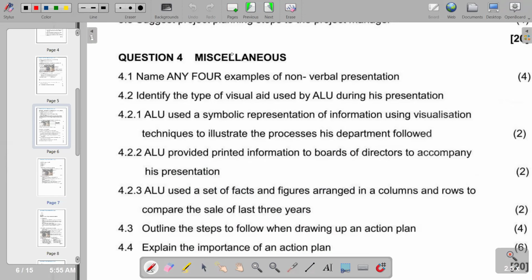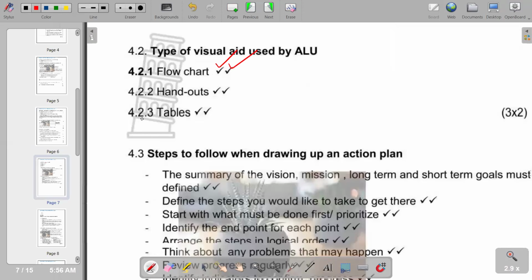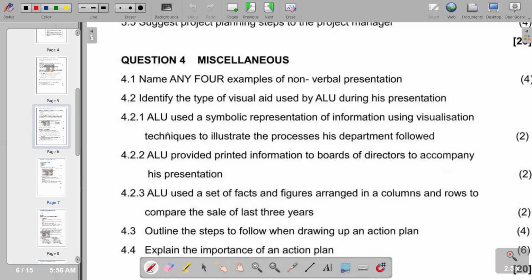Then we have the next question, which is now 4.2.1, whereby it reads: ALU used a symbolic representation of information using visualization techniques to illustrate the processes his department has followed. So this is the application of the flowchart. And then on the second part, ALU provided printed information to the board of directors to accompany his presentation. So these are the handouts.